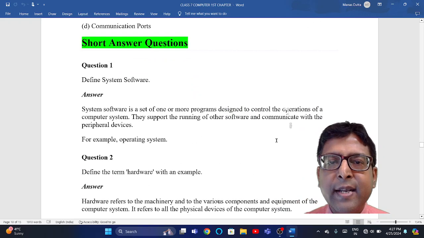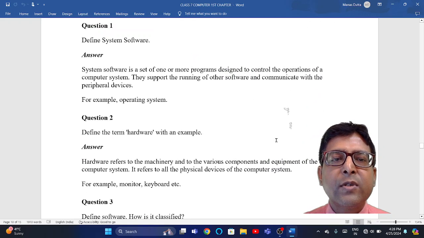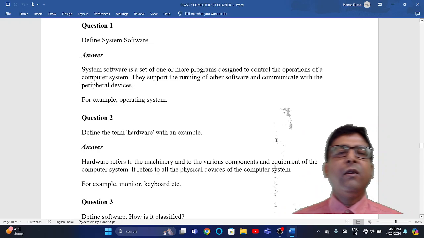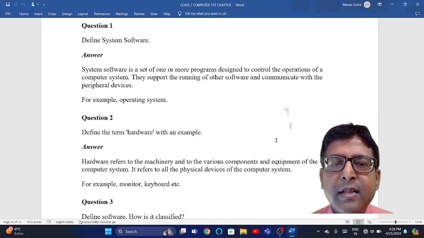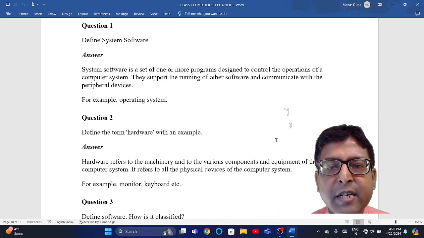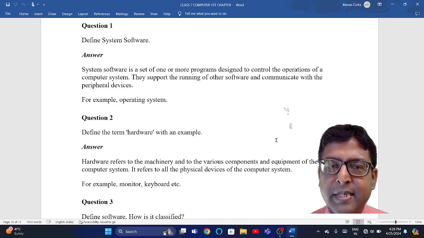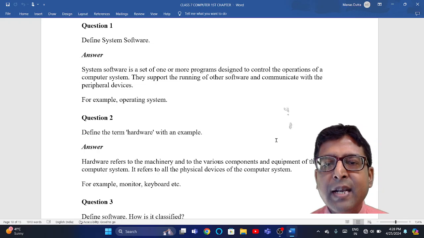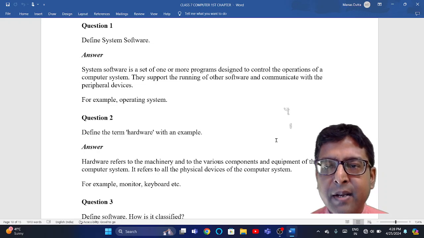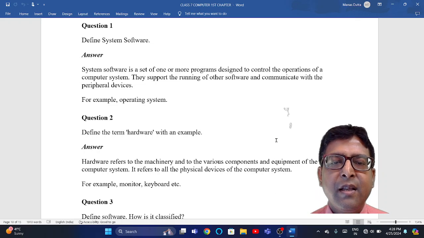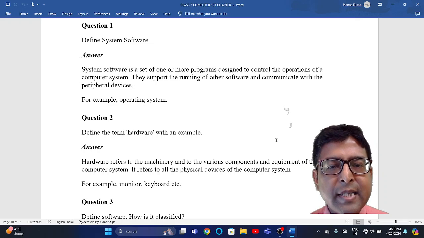Next, short answer questions. Question 1, define system software. What is system software? System software is a set of one or more programs designed to control the operations of a computer system. They support the running of other software and communicate with the peripheral devices. For example, operating system.